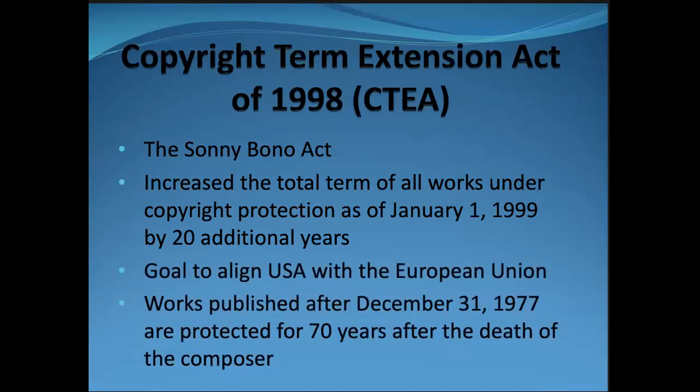So now works published after December 31st, 1977, which is January 1st, 1978 or later, are protected for 70 years after the death of the composer. There was a time when copyrights would expire during a composer's lifetime. It used to be 14 years and could be renewed for another 14 years. That means they're still alive and the copyrights expired. Well, that doesn't exist anymore. 70 years after the death means you can make a lot of money for your family after you're dead, if that's important to you.